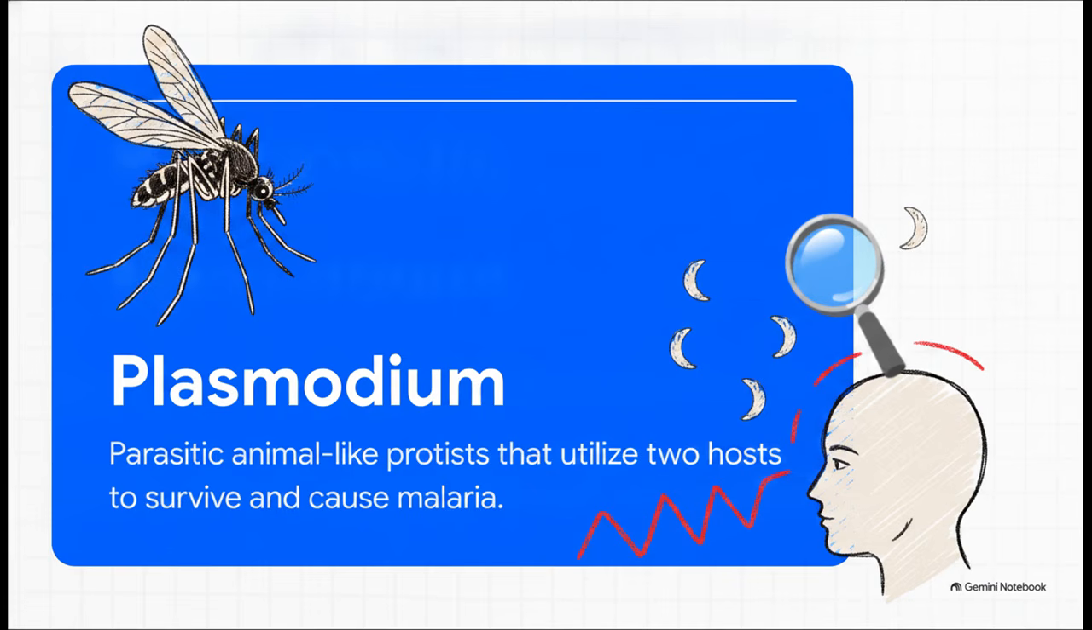This is a genus of parasitic animal-like protists. Remember when we said some protists can be parasites? Plasmodium takes this to a whole new level. It actually relies on two completely different hosts just to survive and complete its life cycle: humans and the female Anopheles mosquito. The end result of this microparasite's journey, the disease we know as malaria.